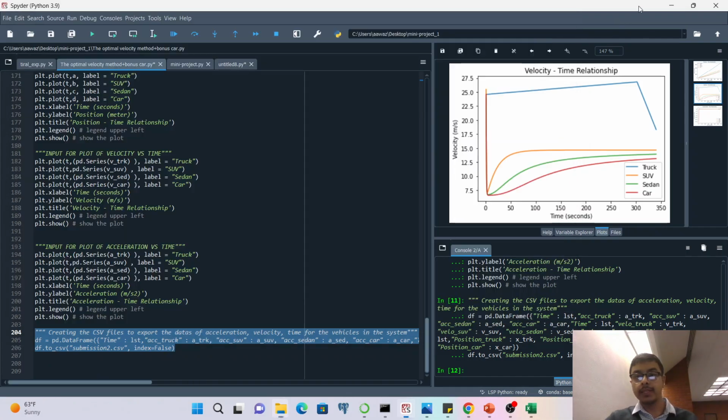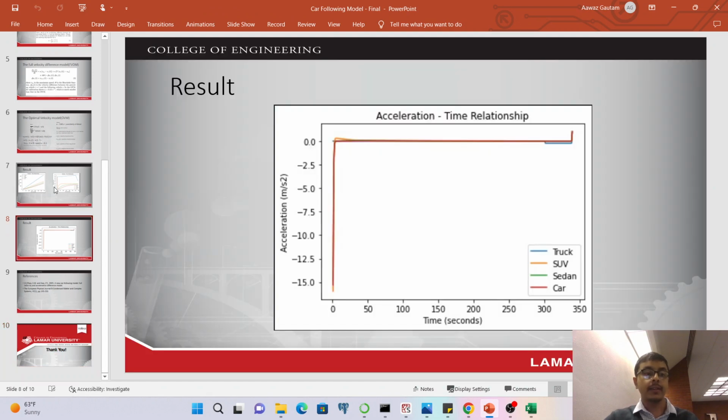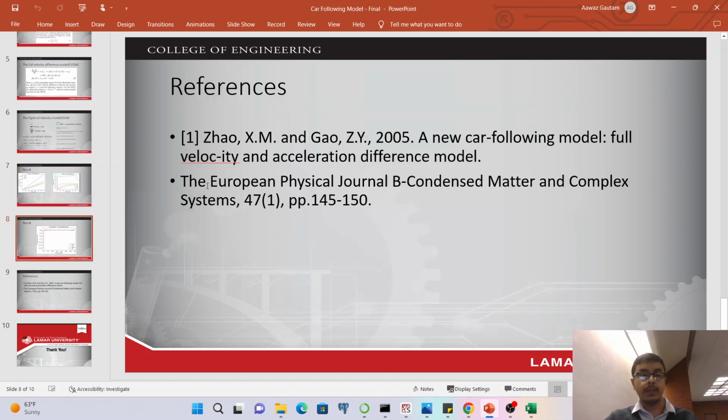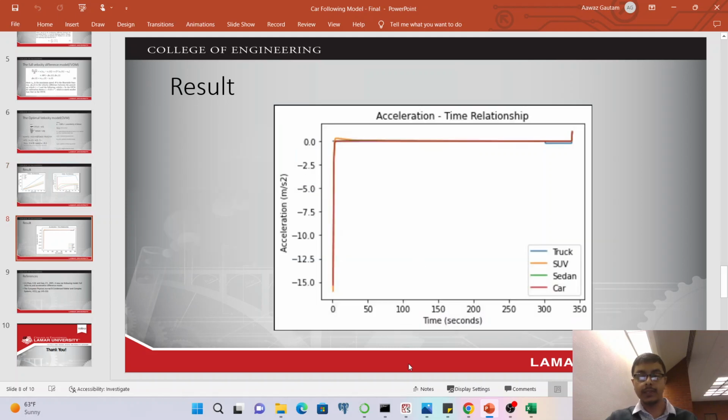And again, coming back to the PowerPoint slide, as I mentioned, there apparently is no collision because we started at different points and different velocities, and this is the result that we obtained after running these codes.